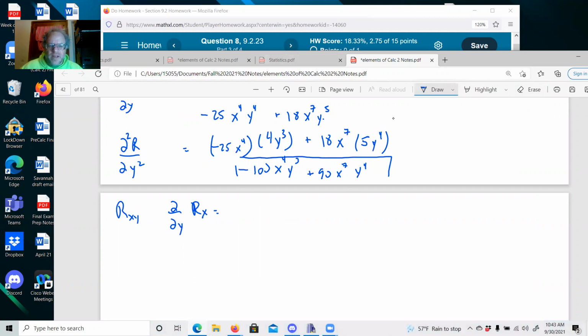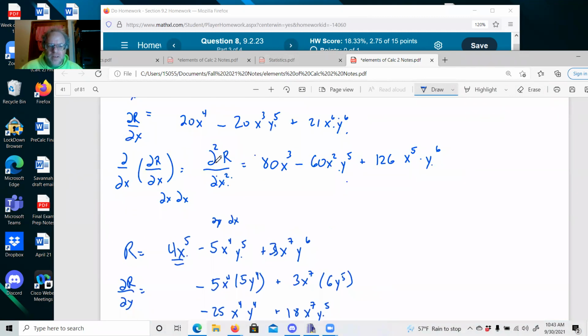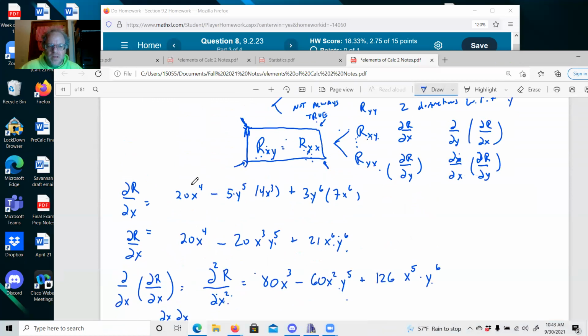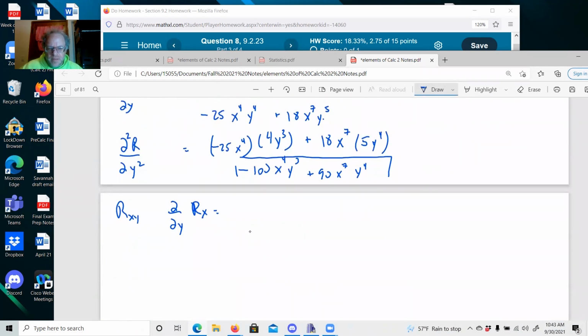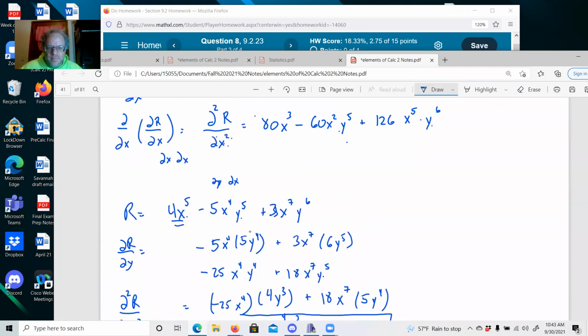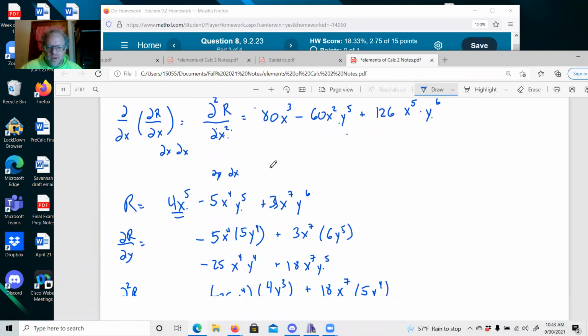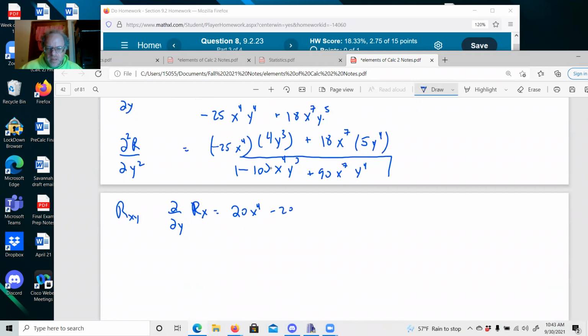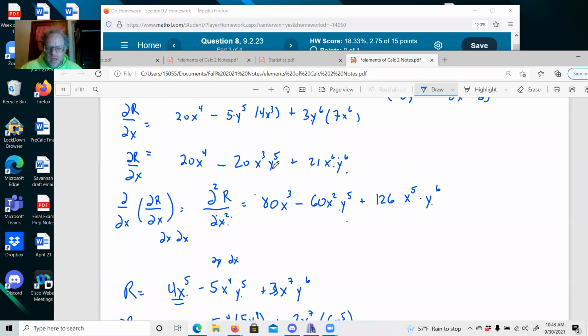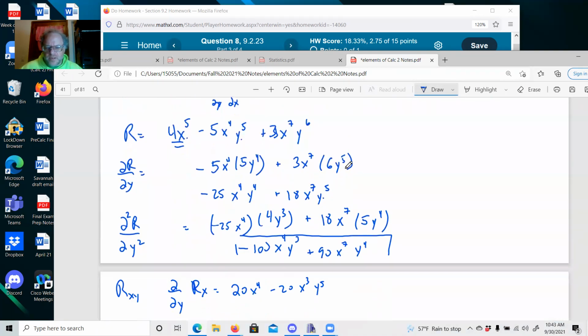Okay, so what was r of x? R of x was this guy right here. So we have to remember this one: 20x to the 4th, minus 20x cubed y to the 5th, plus 21 x to the 6th, y to the 6th.